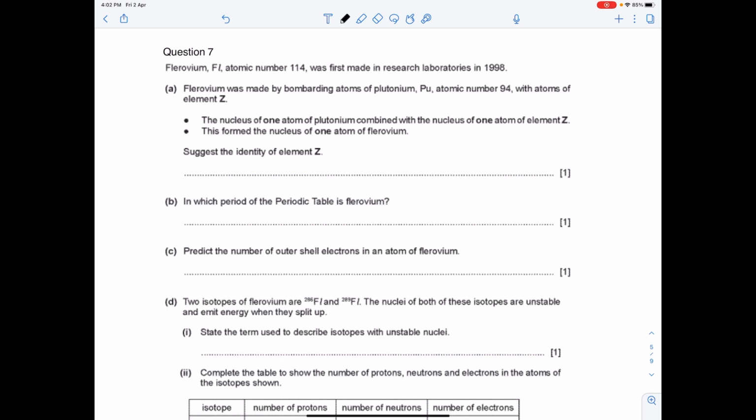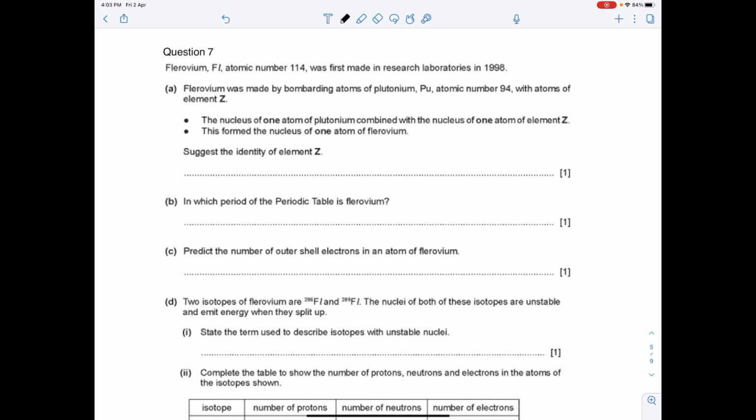Mrs. Baker's monster paper, paper 4, module 12. Flavorium, Fl, atomic number 114, was first made in research laboratories in 1998. Flavorium was made by bombarding atoms of plutonium, or Pu, with an atomic number of 94, with atoms of element Z. The nucleus of one atom of plutonium combined with the nucleus of one atom of element Z. This formed the nucleus of one atom of flavorium.